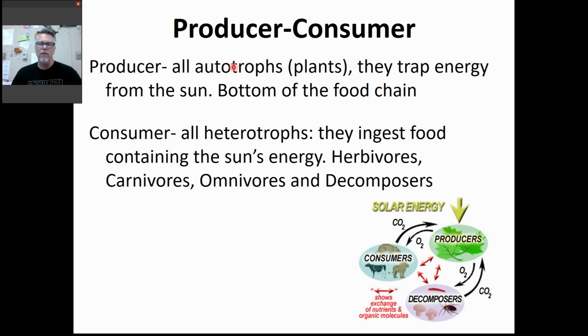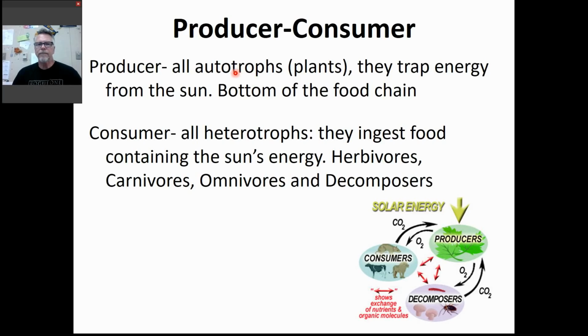I don't know how far you've gotten on your language of science worksheet by this point, but auto means self, and troph means feeding, or trophic means feeding. So autotroph is a self-feeder. It's an organism that makes its own food. So that's a plant. Converts sunlight into usable biological energy. That is a producer. So producers and autotrophs, those terms are kind of interchangeable.